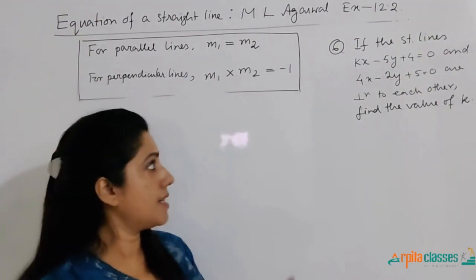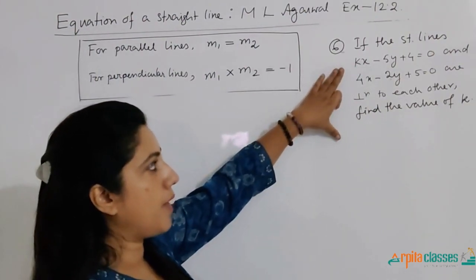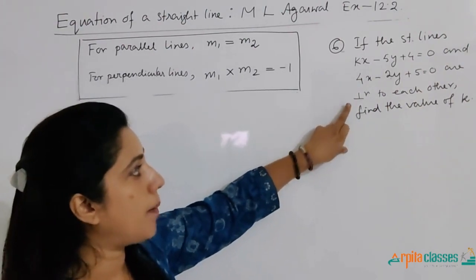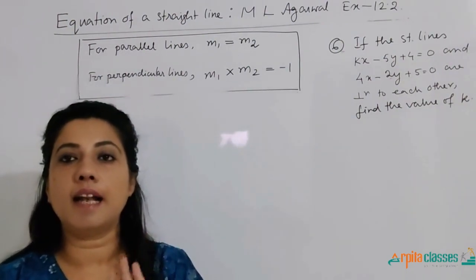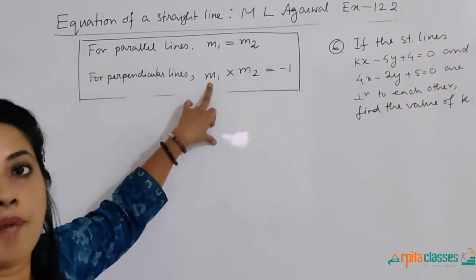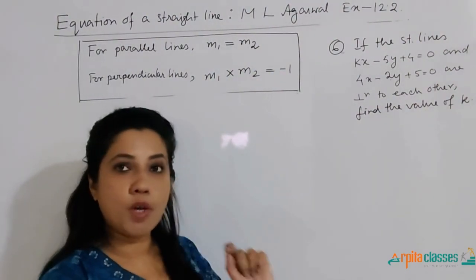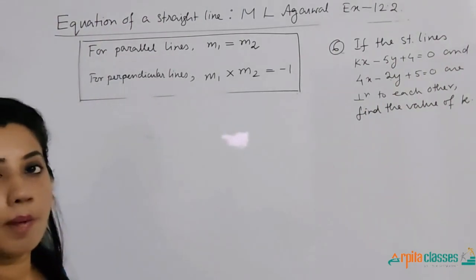Now question number 6 is just like the previous question. If the straight lines kx minus 5y plus 4 is equal to 0 and 4x minus 2y plus 5 equal to 0 are perpendicular to each other, find the value of k. So again they have said that the lines are perpendicular to each other, so we are going to use this criteria m1 into m2 is equal to minus 1. I think you all understood this. You can pause the video, do the sum on your own and you can check the answer along with me. Okay, so I am doing it here.